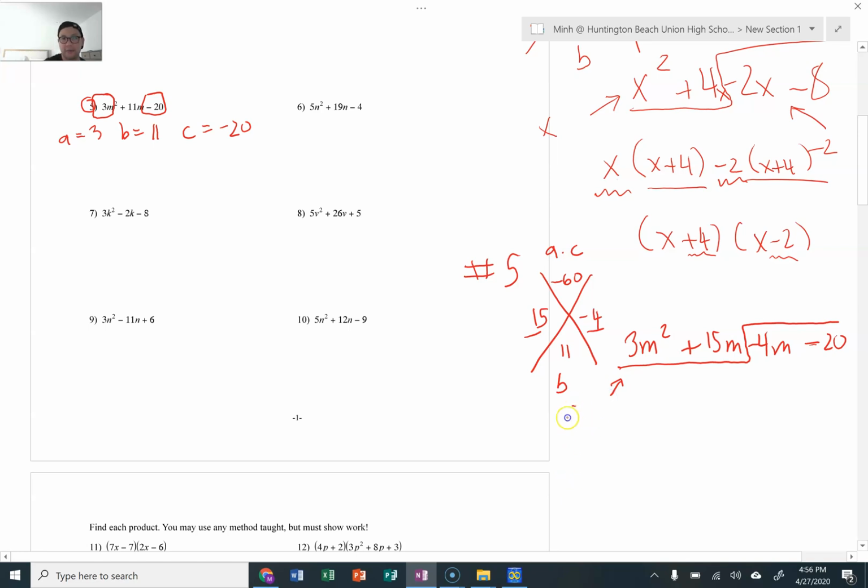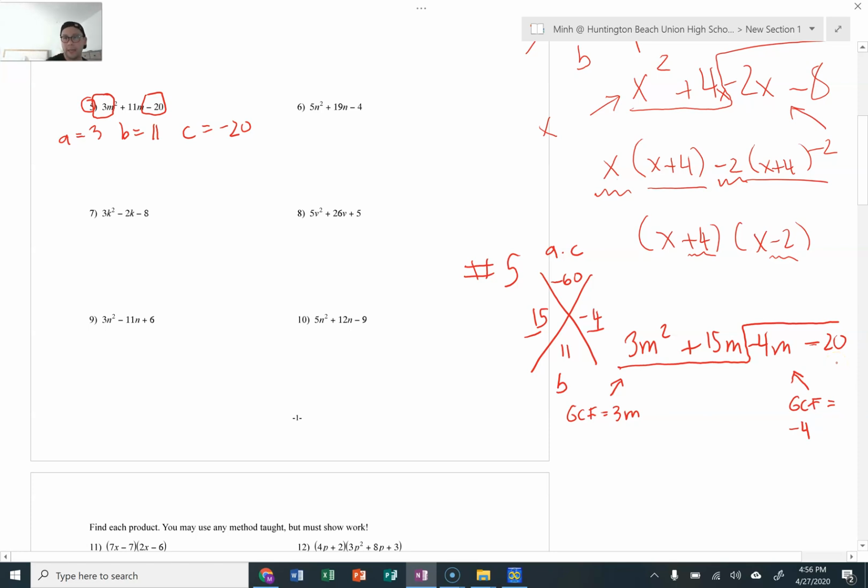So my GCF is 3m because they're both divisible by 3, and the largest number of m's you can pull out of each one equivalently would be an m. And then since the third term leads with a negative, the GCF for this one is going to be negative 4. And there's not going to be an m for this one because that negative 20 isn't attached to a variable.